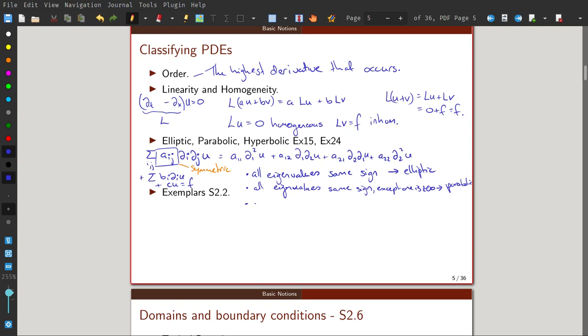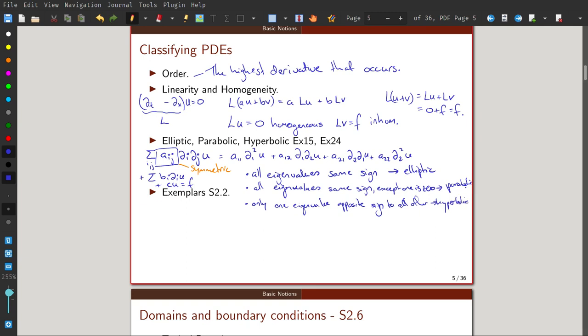And then in the third case that we consider, we have only one eigenvalue that has the opposite sign to all the other ones. And this is the hyperbolic case.